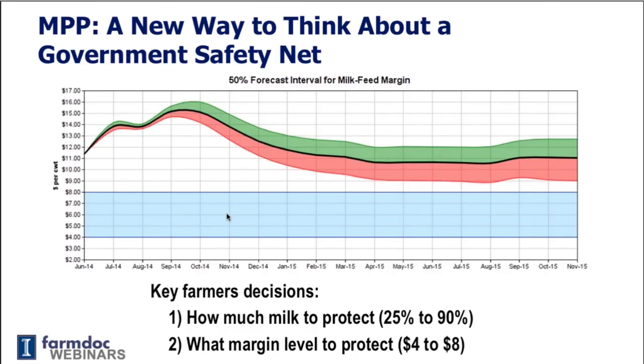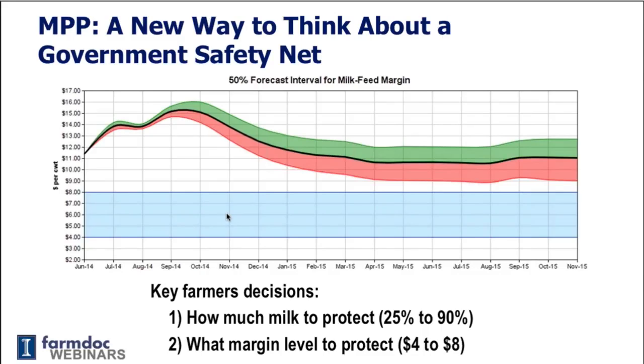And it's a new way to think about safety net. So we're not thinking about the Boston Class 1 price of milk anymore. We're thinking about a milk feed margin. And how do we manage a milk feed margin risk? So farmers participating in the program, they can think about a margin, think about margin risk, and make 2 critical decisions. One, how much milk do I want to protect?